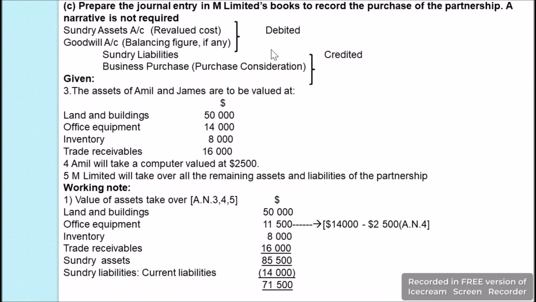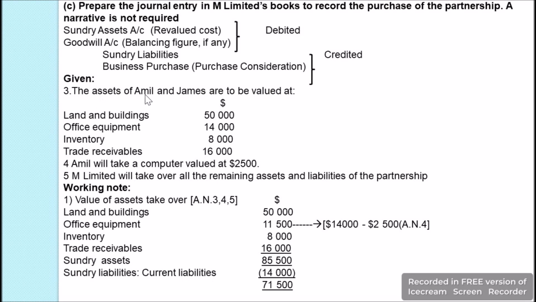And then when there is a business purchase, this may also lead to goodwill, because mostly existing businesses do have goodwill, and the purchasing business pays an amount greater than the value of assets and liabilities taken over. This will lead to goodwill, and this will be the balancing figure. This is how we make the journal entry whenever there is a business purchase. Before proceeding to make the journal entries, let's do the calculation to find out whether there is goodwill, and we'll do this in our working notes.